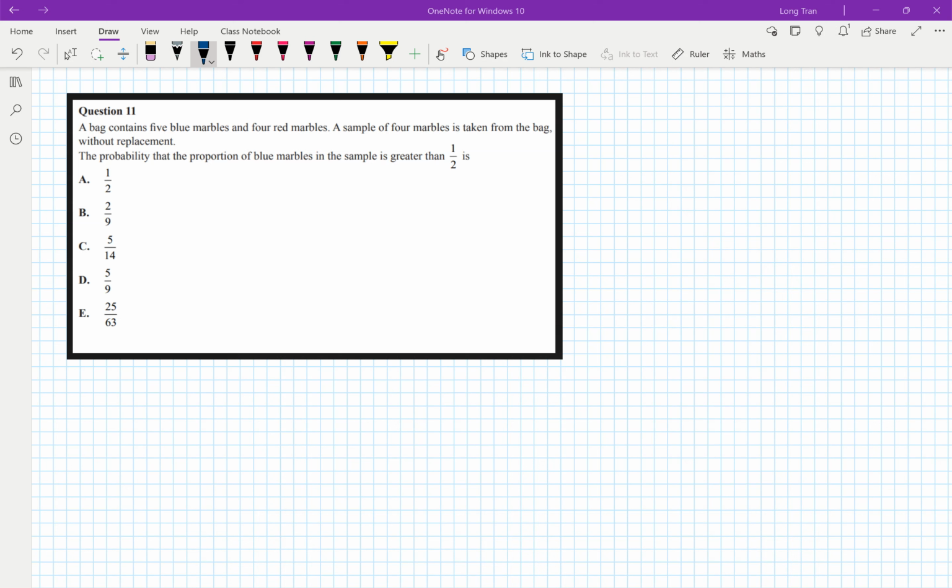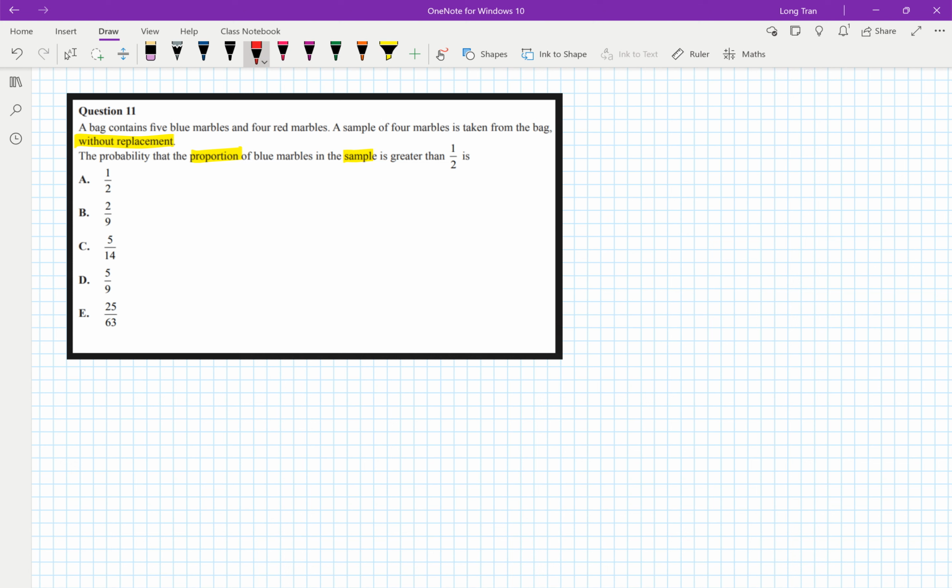So question 11 reminds me of chapter 17. It's probably to do with exercise 17b or something, to do with small population. The reason why I know is because it says proportion, sample, and then I can also see without replacement.